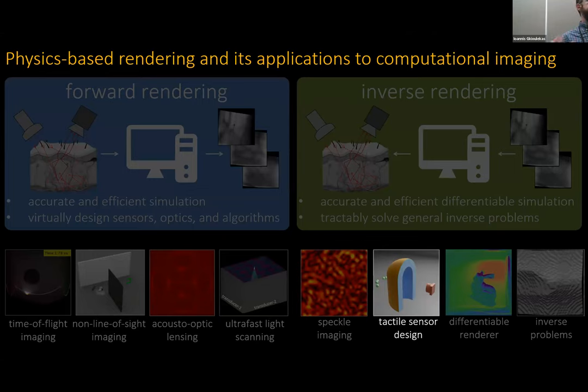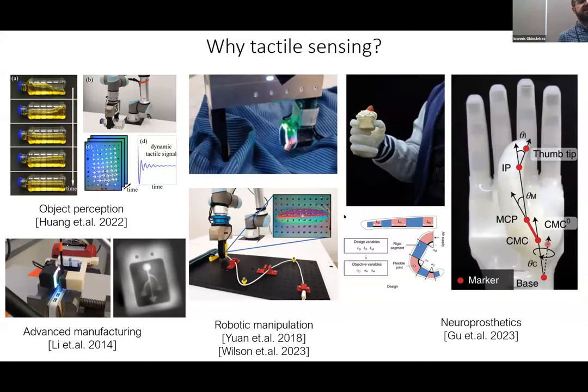So Benjamin and Ted are experts. Well, Ted is an expert in a lot of things, but both of them are experts in tactile sensing, in particular vision-based tactile sensing. Now, why do we care about tactile sensing? Because in robotics, we can use this to do perception, manipulation, to create neuroprosthetics, to do advanced manufacturing. It's a very useful sensing modality if you go outside of computer vision and look at more general automation and robotics tasks.